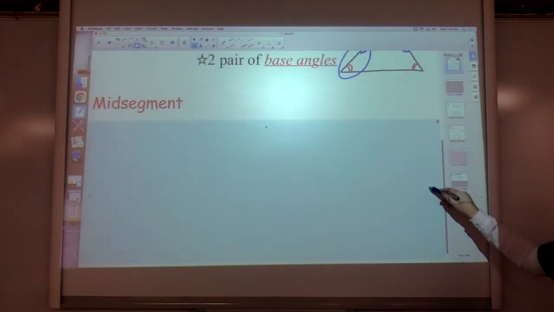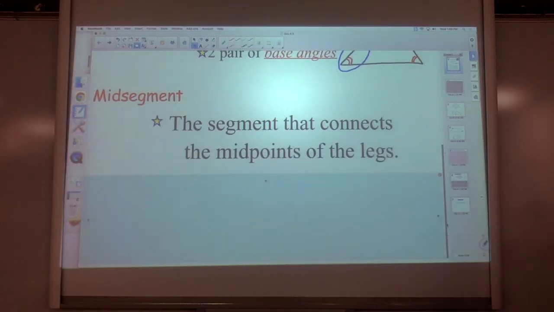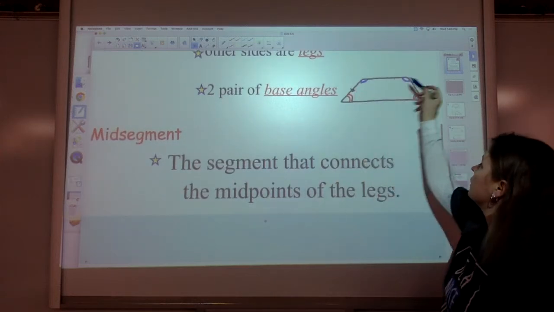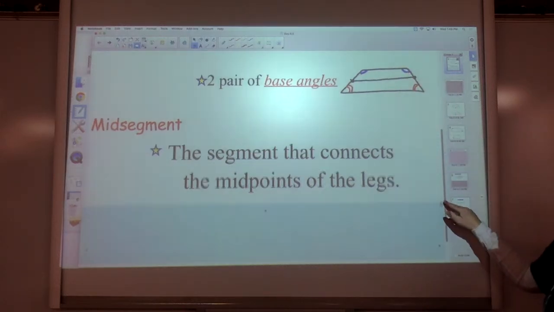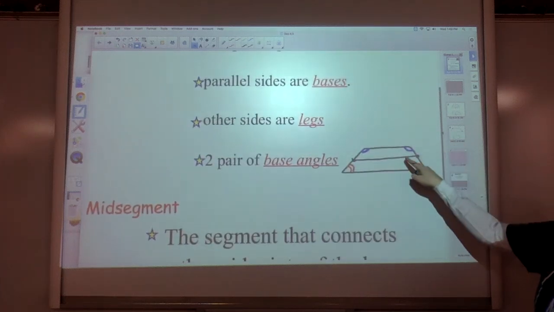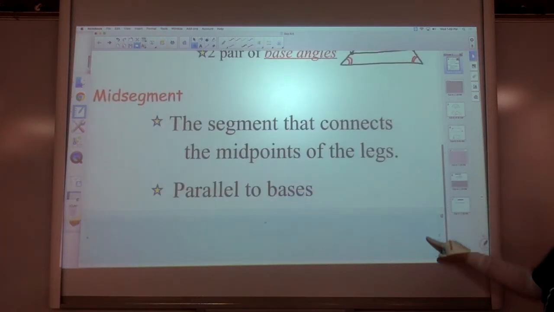Next, a midsegment. What's a midsegment? It is the segment that connects the midpoints of the legs. So if I go back up and look at this trapezoid that I just sketched out, we would put midpoints on the legs, and then we would cut through it and make a midsegment. We had midsegments for triangles, not really any different. The midsegment is always parallel to the bases, no matter what. This midsegment will be parallel to that base and that base. The bases are already parallel. The midsegment is also parallel.